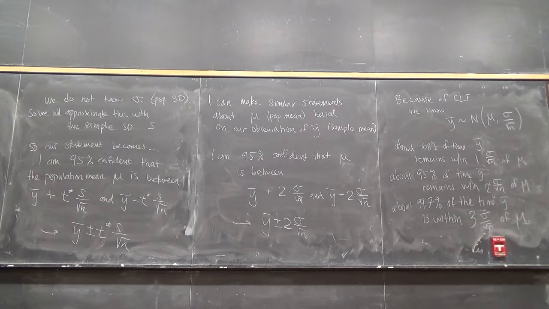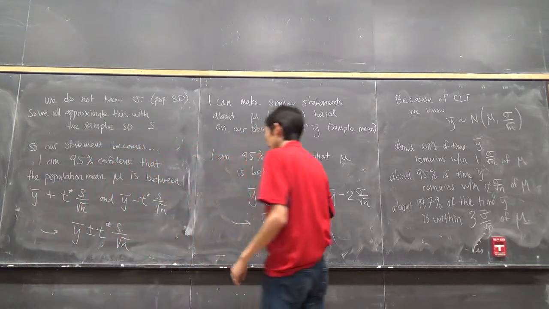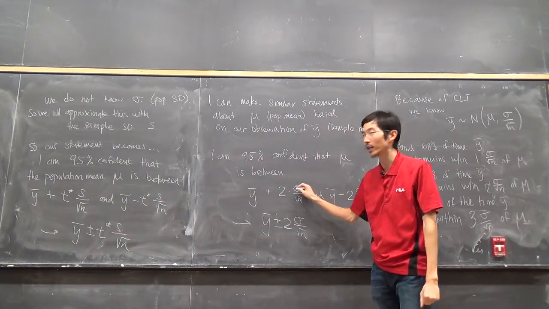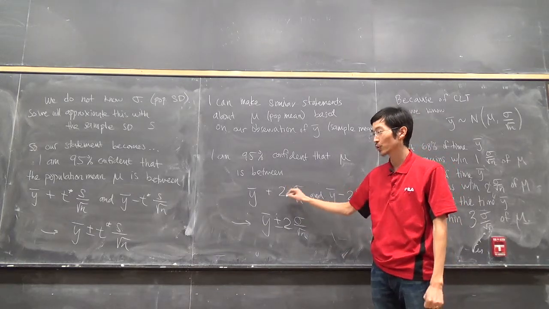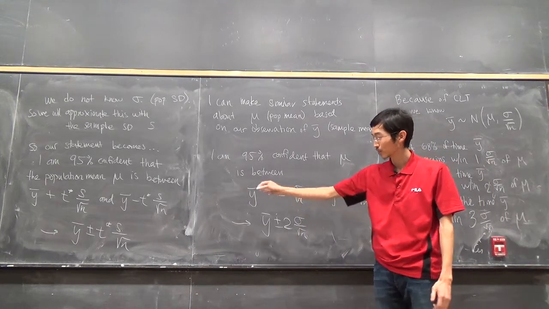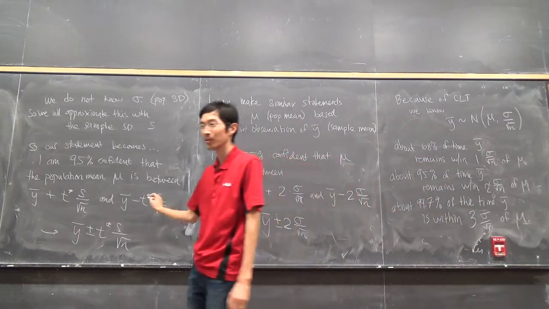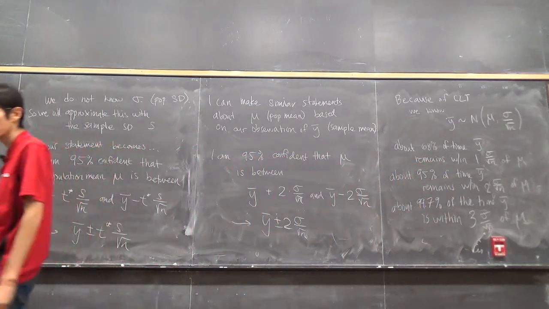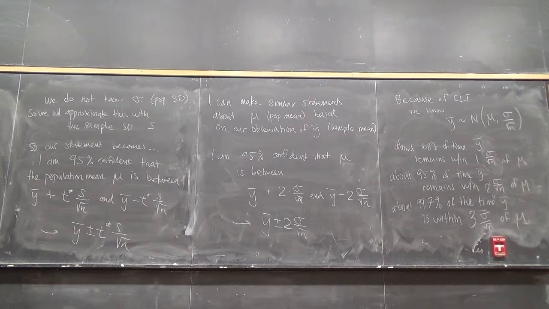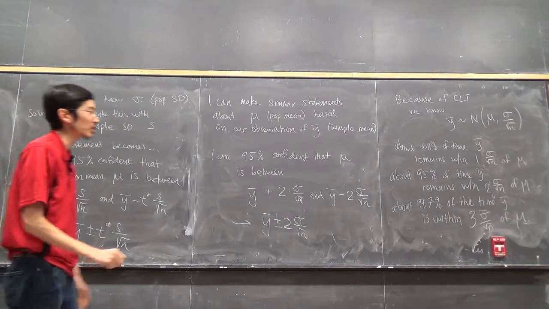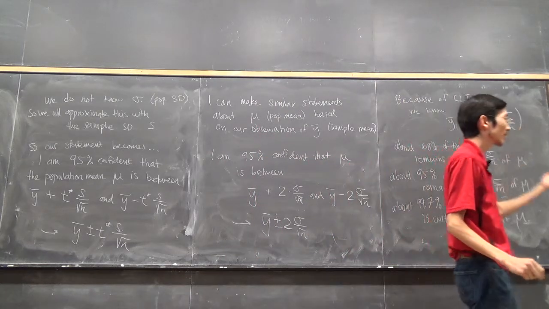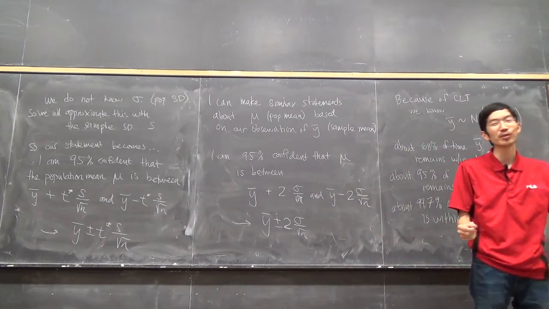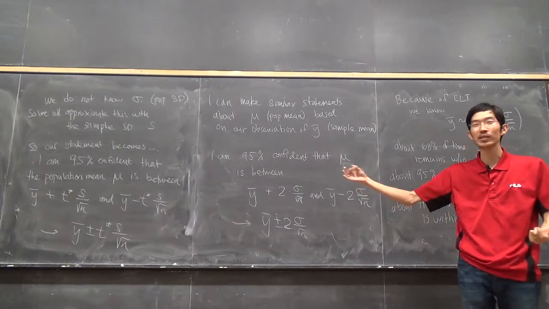So again, it's based off of this idea, but instead of sigma, we're plugging in s, which is our estimate for sigma. And instead of 2, we're fudging our numbers by using what we call t star. T star comes from the t distribution. And the t distribution is basically like the normal distribution, but it has all of these compensation factors built in.